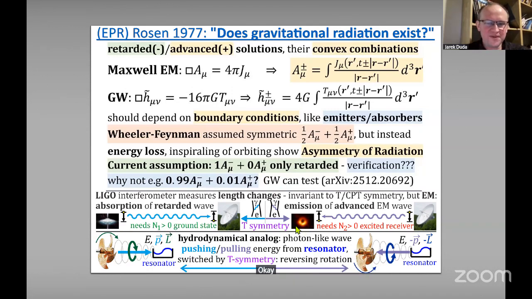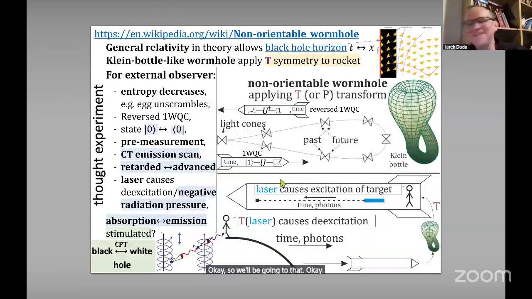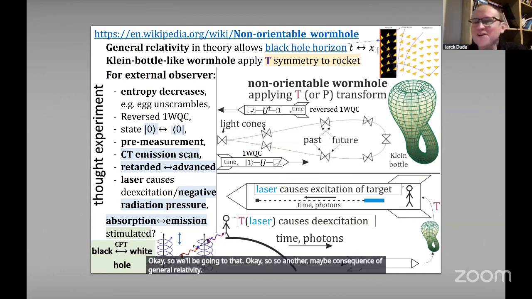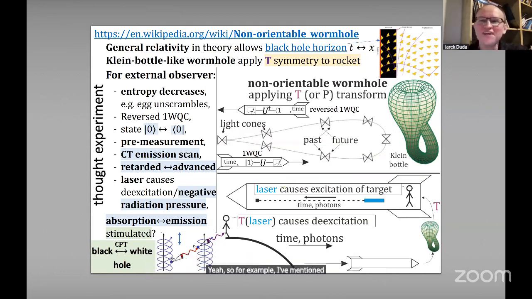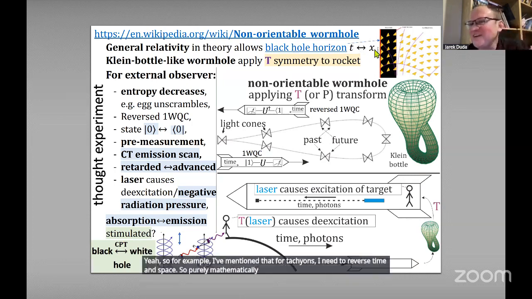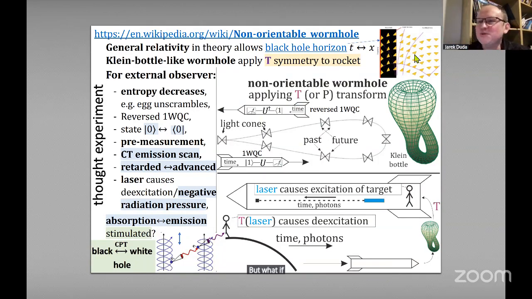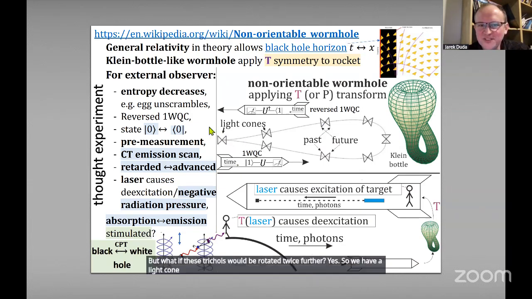Okay, so maybe going to that. Another maybe consequence of general relativity. For example, I mentioned that for tachyons I need to reverse time and space, purely mathematically. But general relativity says it is actually done below the horizon of a black hole. Literally, the light cones are rotated 90 degrees. But what if these light cones were rotated twice as far? So we have a light cone and we rotate it twice as far, literally switching past and future.